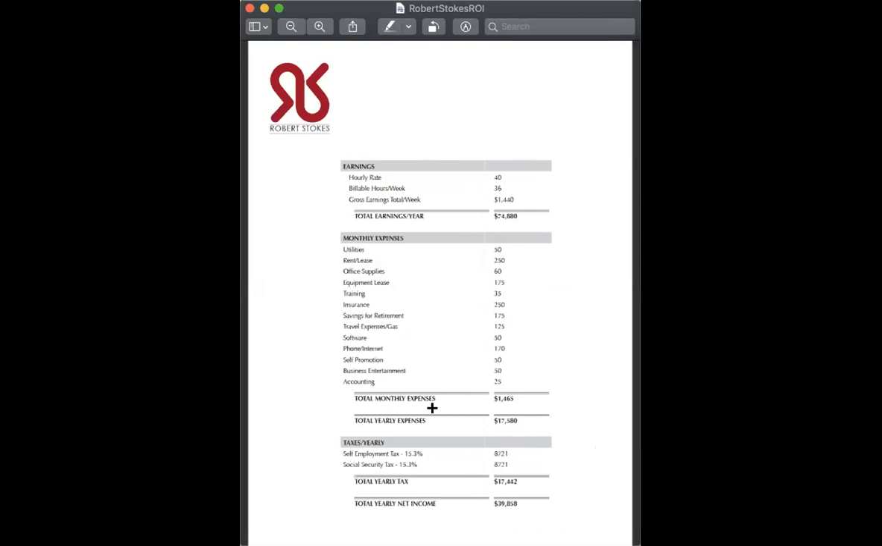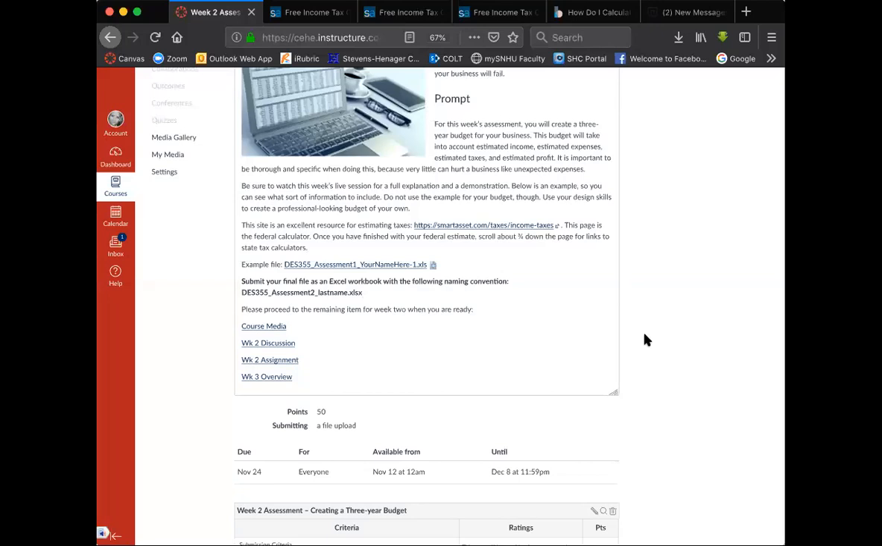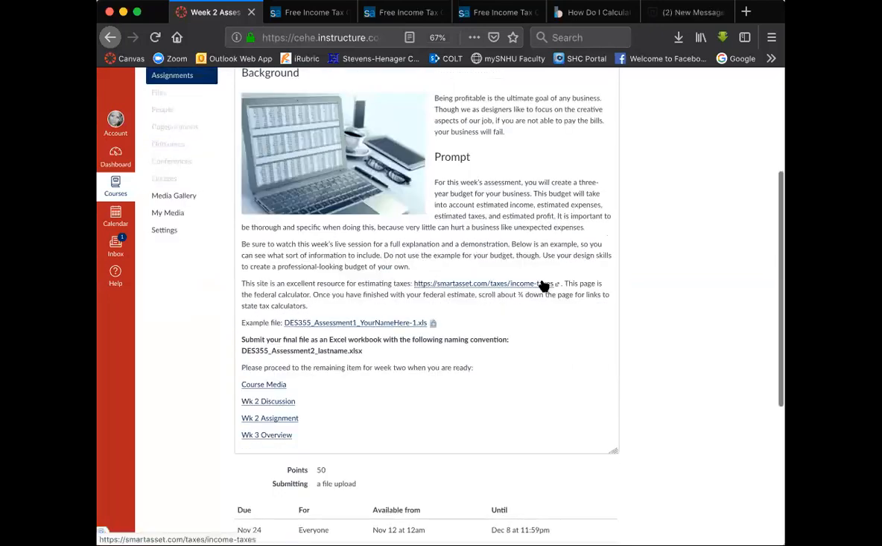It's nicely done, with the overall letterhead. All right, you can do this in whichever program that you want to do. I would say stick in either InDesign or Illustrator. InDesign might be easier to align all of your type, but make it look like your brand, okay? Make it look like your own brand. And then you're going to submit your final file as an Excel workbook with the following naming convention.